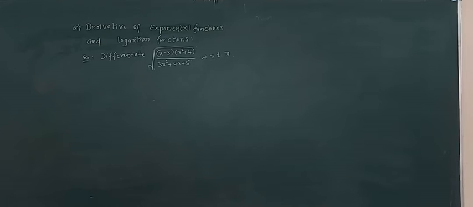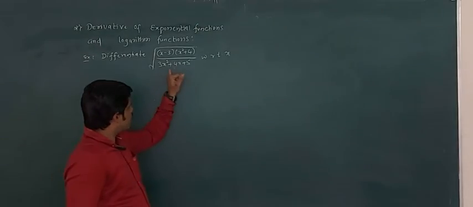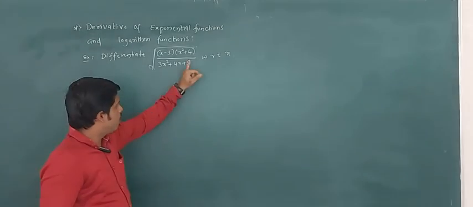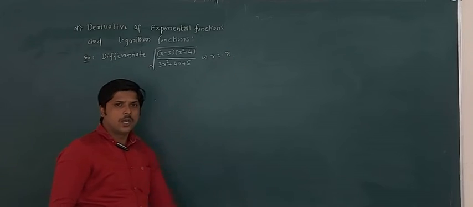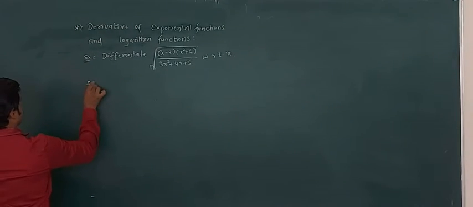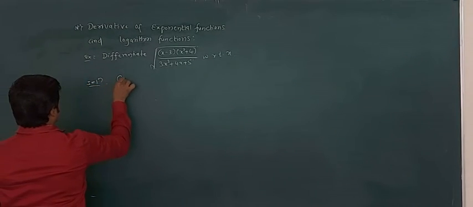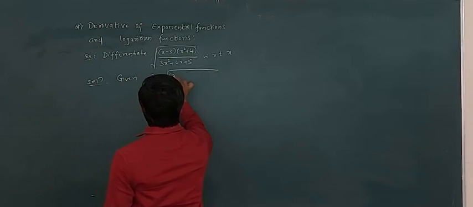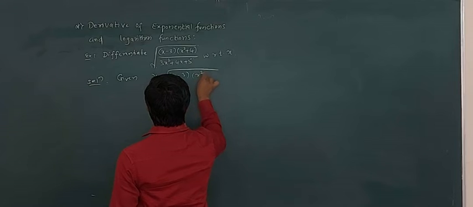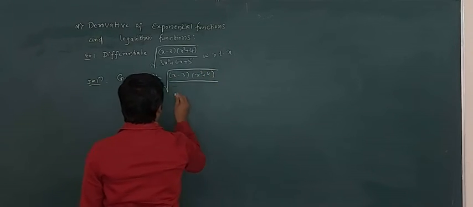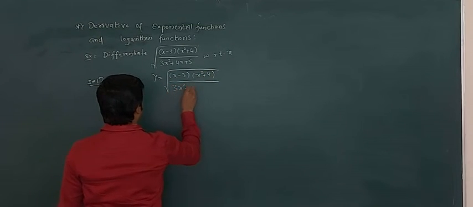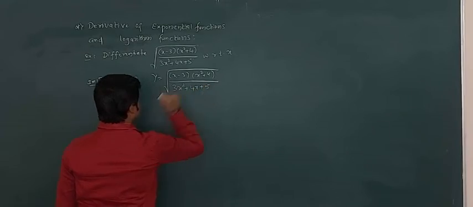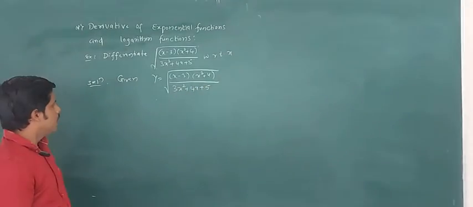Consider the next example. Differentiate square root of (x minus 3)(x square plus 4) divided by (3x square plus 4x plus 5). We have to differentiate this function with respect to x. So, solution. Here consider given y equal to square root of (x minus 3)(x square plus 4) divided by (3x square plus 4x plus 5). We have to differentiate this function.